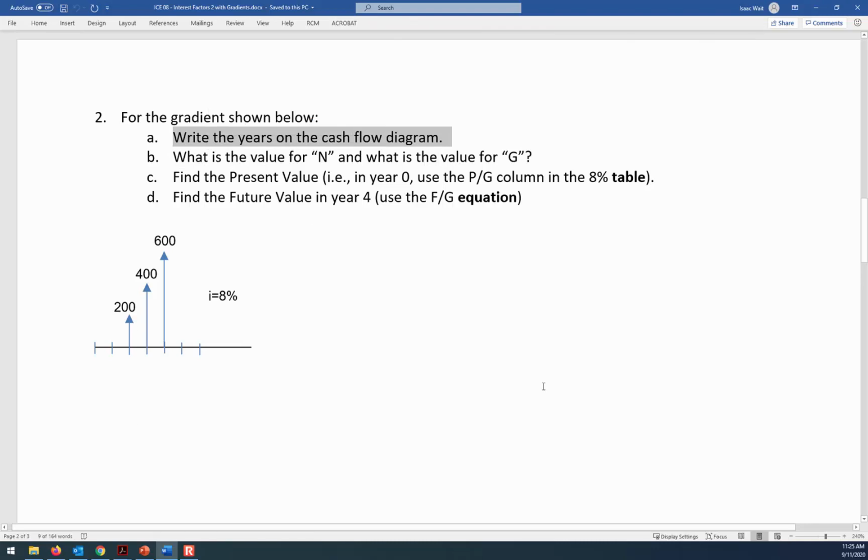that will help you to see that in year 1, there's nothing happening from the gradient because G equals 0 in year 1. And then you have 1G that occurs in the second year, 2G that occurs in the third year, and so on and so forth. So go through this process, see how far you can make it, and then it says here in part C that you should use the table, the 8% table with the P to G column.